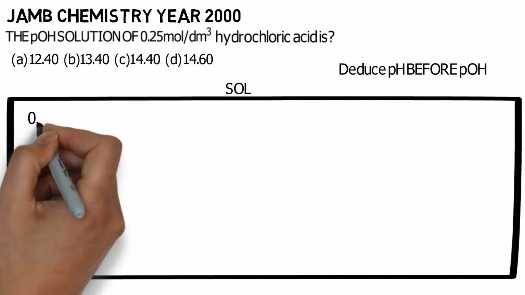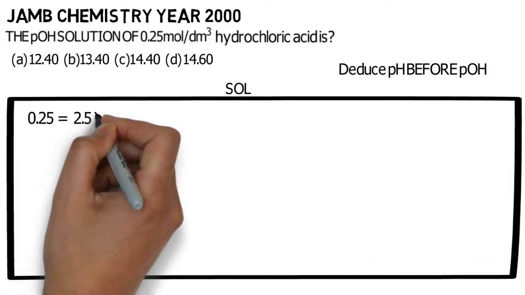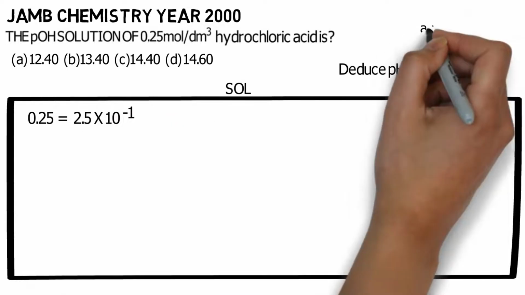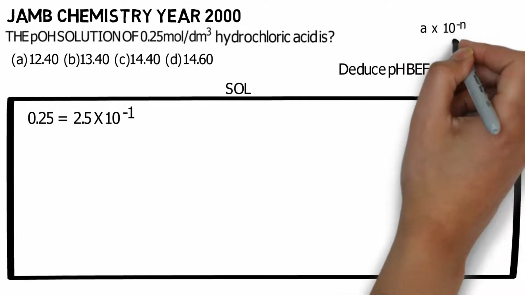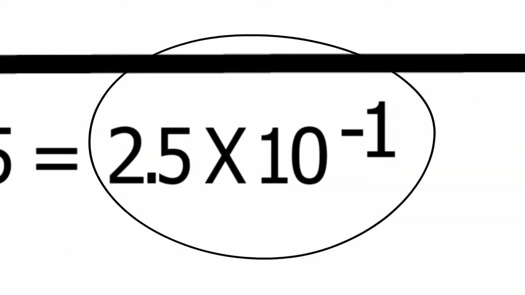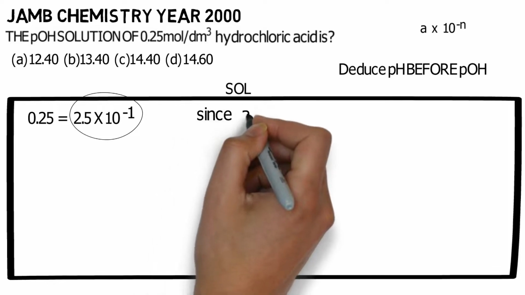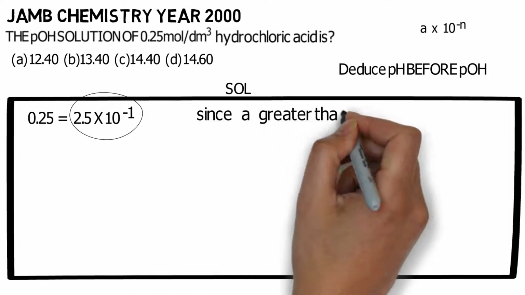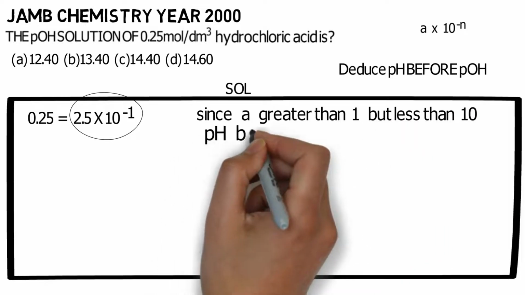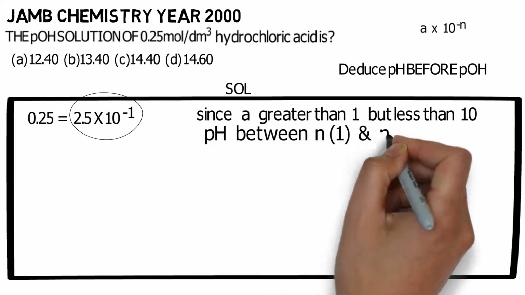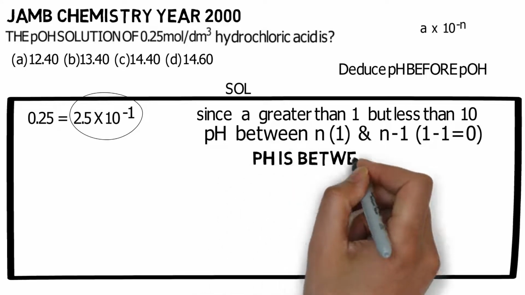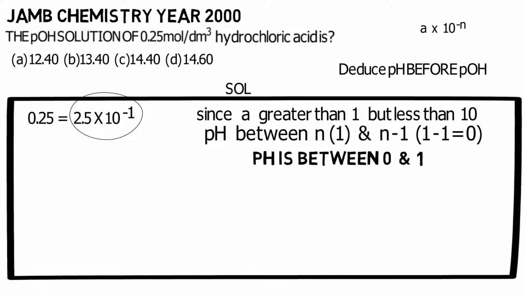Now in order to make 0.25 mole per dm cube, which is our hydrogen ion concentration, look like our representation, we have to convert it to standard form. In standard form, this equals 2.5 times 10 raised to the power minus 1. Since A, which is 2.5 here, is greater than 1 but less than 10, it simply means our pH will be between n, which is 1, and n minus 1, which is 1 minus 1, which equals 0. So the pH is between 0 and 1.